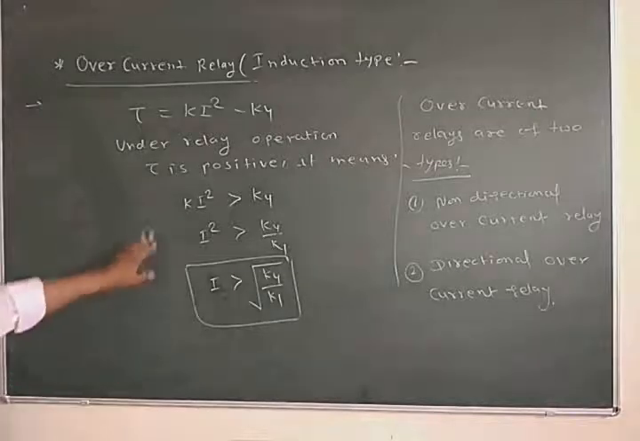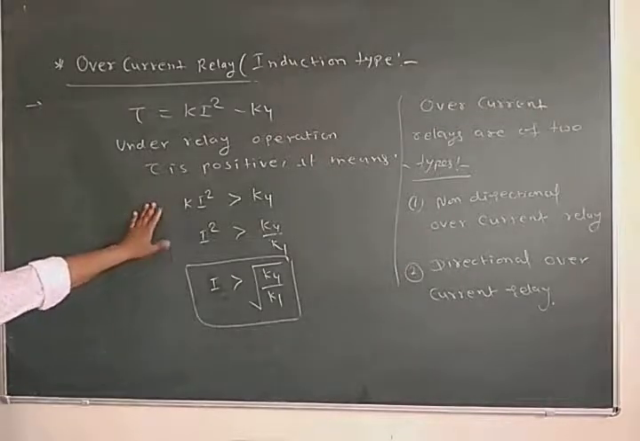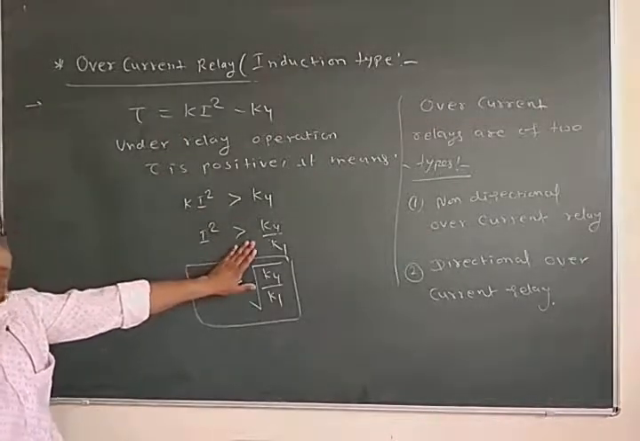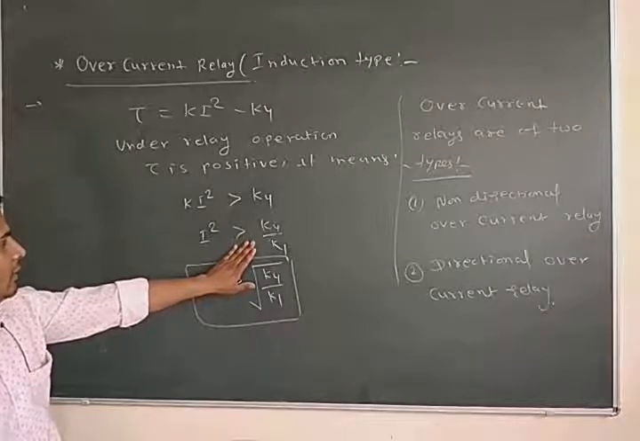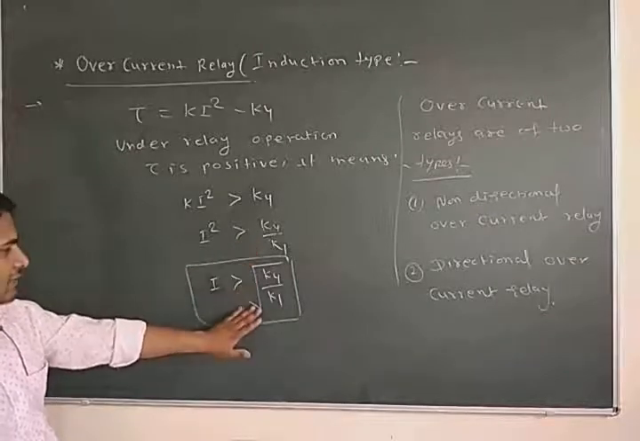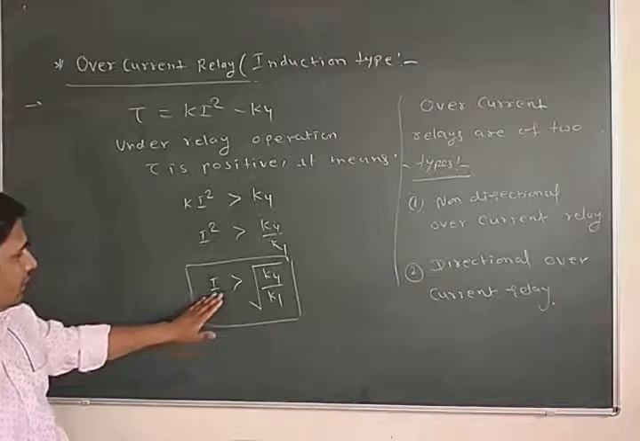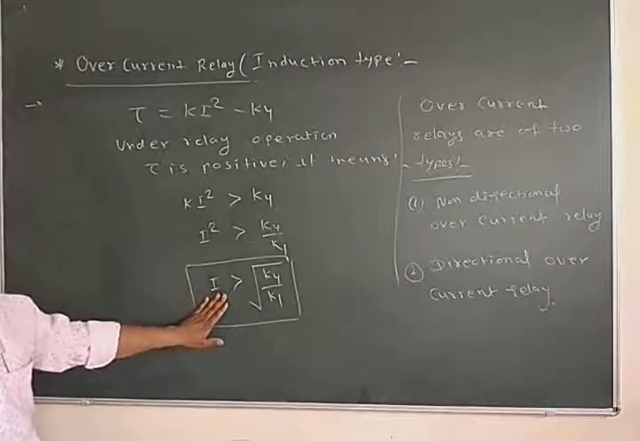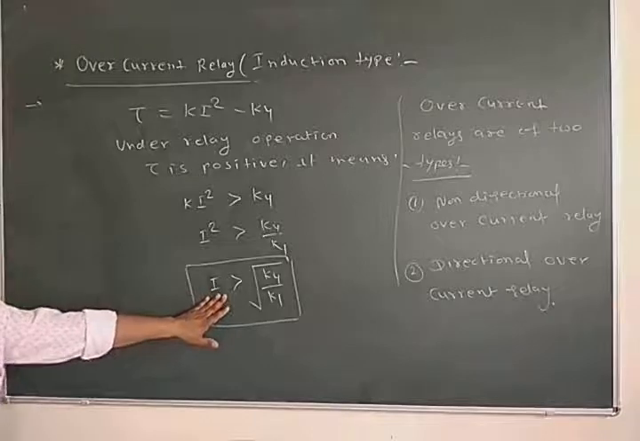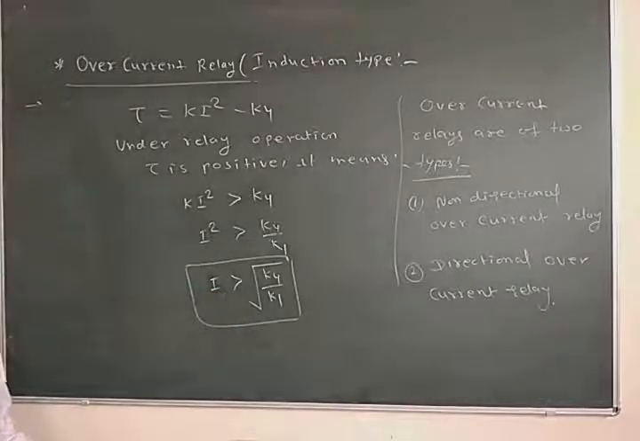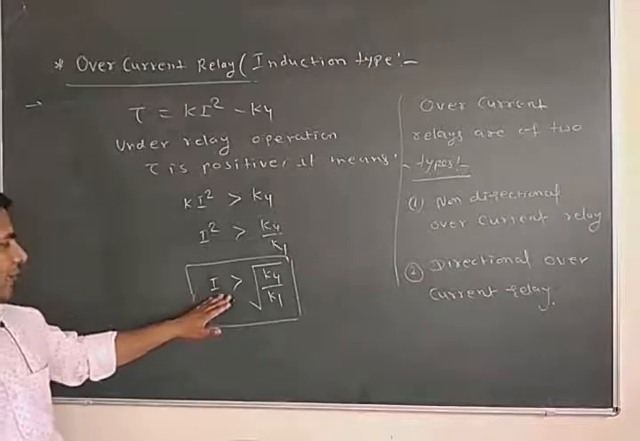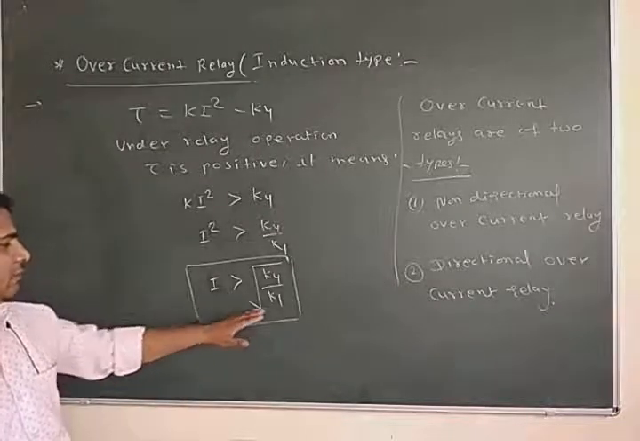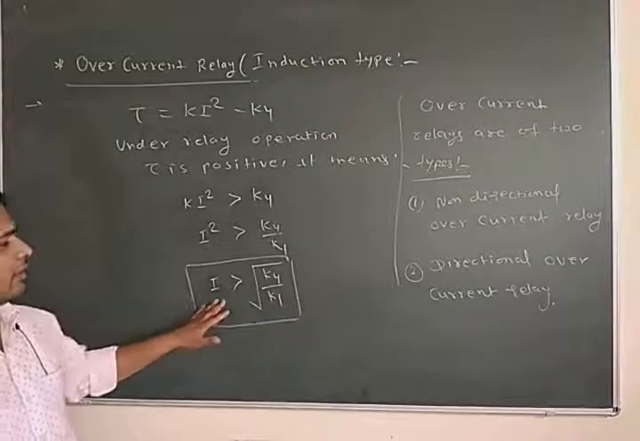So the working of non-directional overcurrent relay is explained here. In this type of relay, there is no need of any direction. It means this type of relay operates only on the basis of the magnitude of current flowing in the relay coil. Simply, when the relay operating current is greater than the relay setting current, the relay will operate.